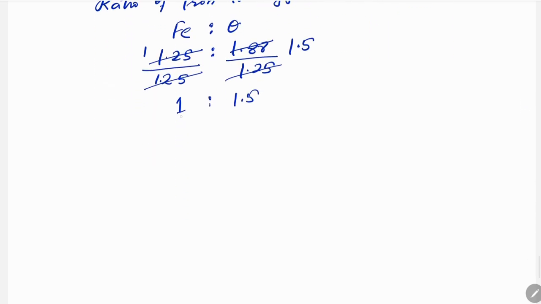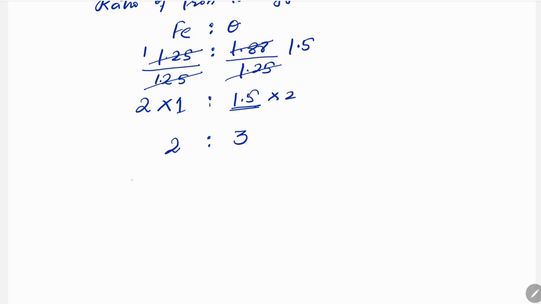But we know that an amount can never be in decimals. So what we have to do is convert it into the next whole number by multiplying it with something. That number is going to be 2, because when 1.5 is multiplied by 2, it becomes 3. So on both sides we are multiplying by 2. So iron's value becomes 2 is to 3. So the ratio of iron and oxygen is 2 is to 3.